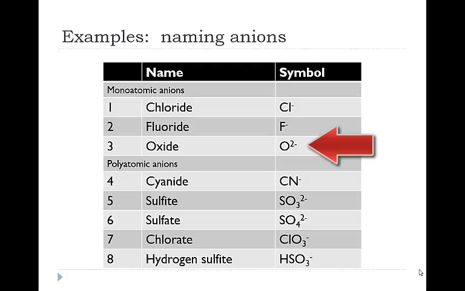For polyatomic ions, here are just some examples. Cyanide, CN-, sulfite, SO3 2-, sulfate would have one more oxygen, SO4 2-, chlorate, and hydrogen sulfite. So for the one at the bottom, we have sulfite, SO3 2-, we add an H+ to it, and it becomes HSO3-, and its name is hydrogen sulfite.